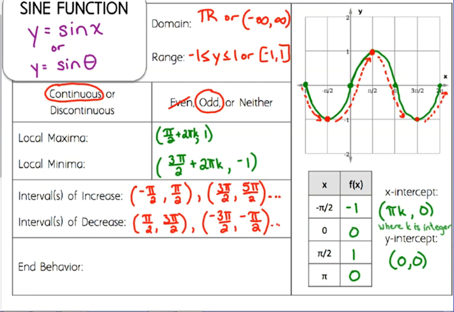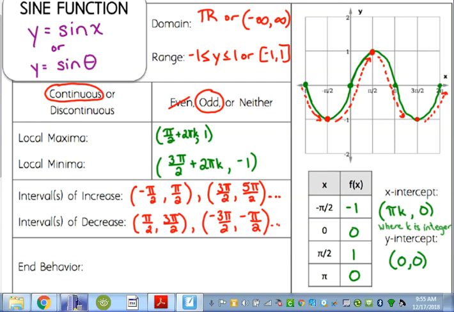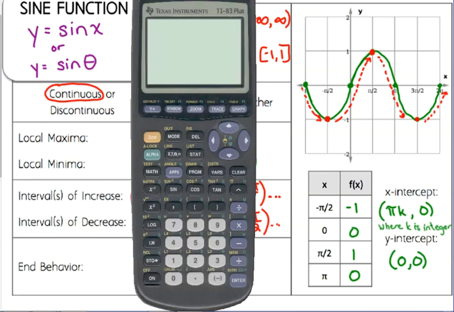And of course, obviously that repeats. We have more to the left and to the right. Now let's talk about one more thing, end behavior. Okay, end behavior. We're talking about what it is doing as we go to the extreme ends of our graph, to the very far left, to the very far right.